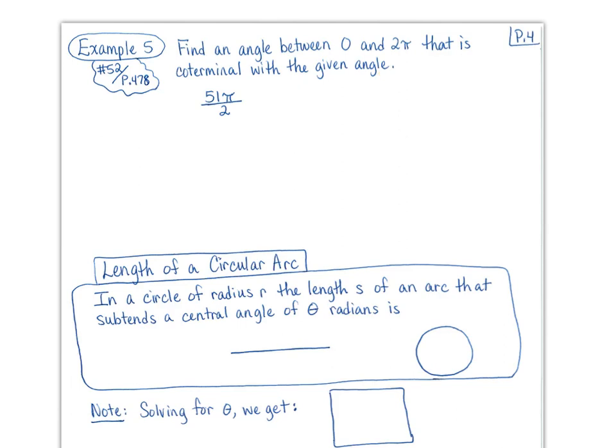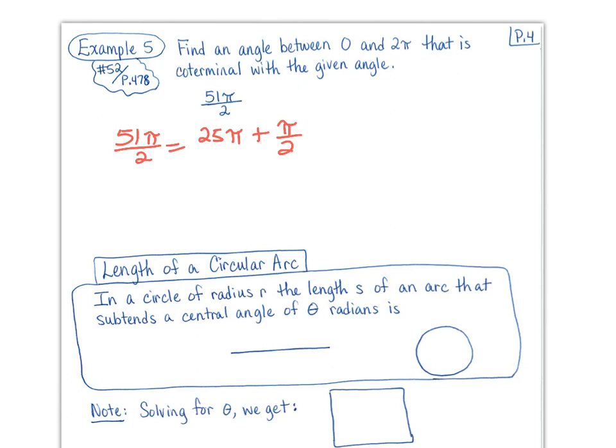I saw 51 pi over 2 as 25 pi plus pi over 2. So the 25 pi is 12 revolutions plus half a revolution, and then an additional quarter of a revolution, which is 3 pi over 2.